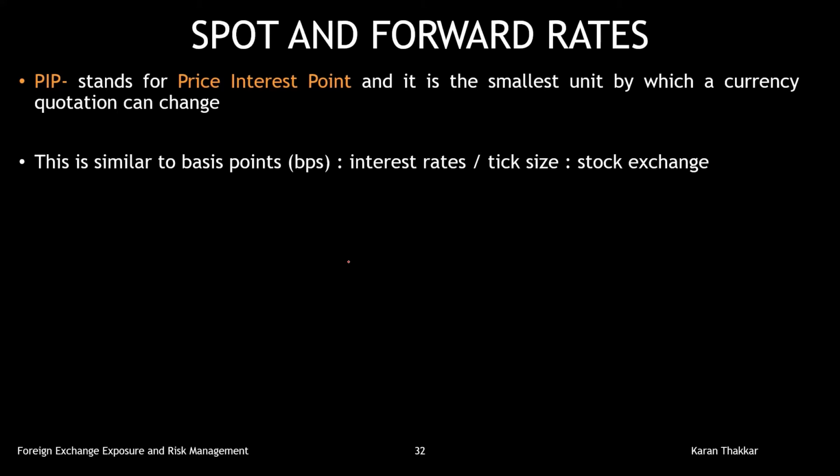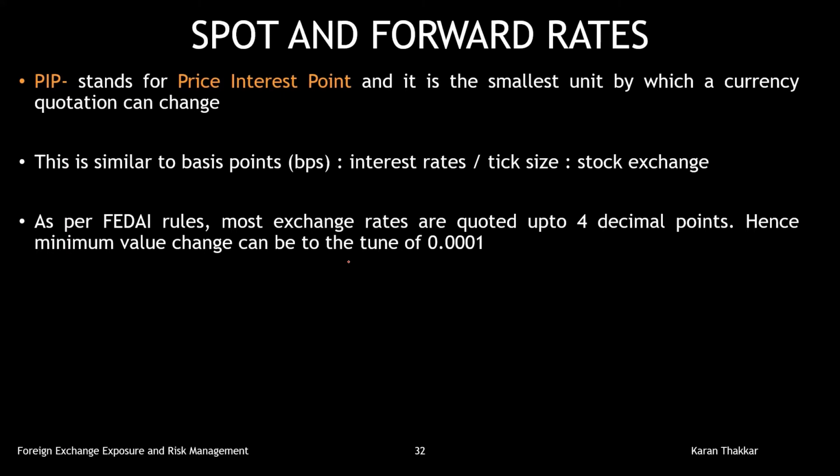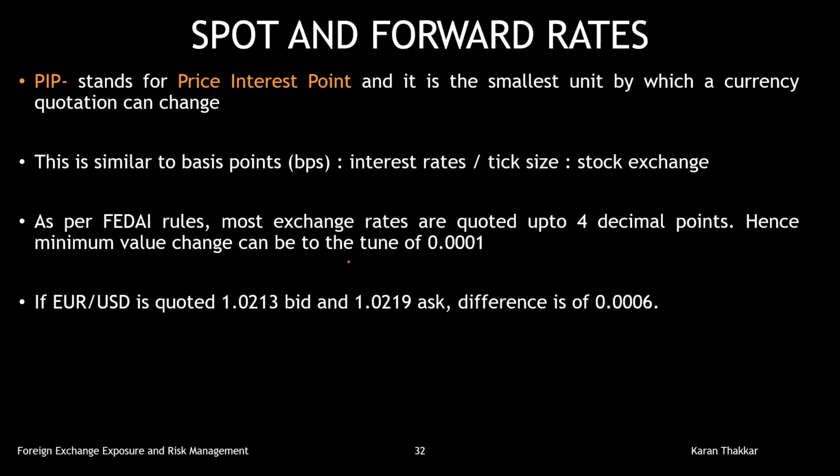Now for foreign exchange we have pips, and for most currencies we have quotes which run up to 4 decimal points. So the smallest change can be of 0.0001, which is equal to 1 pip. And so, for an example, if we have say the quote for EUR/USD, where bid is 1.0213 and ask rate is 1.0219. So the difference between them is 0.0006, and so this is basically the spread. What I'm doing is ask rate minus the bid rate, and so the spread is of 6 pips.